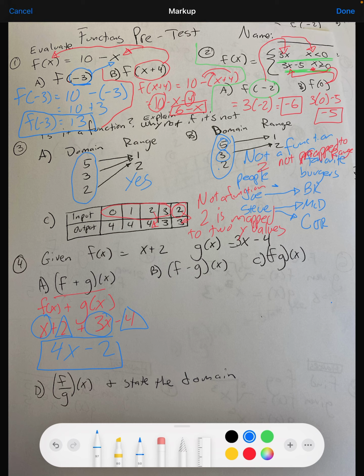Now we can subtract the functions as well. X plus 2 minus, and this is important to have the parentheses, minus g of x, which is 3x minus 4. That negative will distribute. Okay, again, combine like terms. And we're going to get negative 2x plus 6.